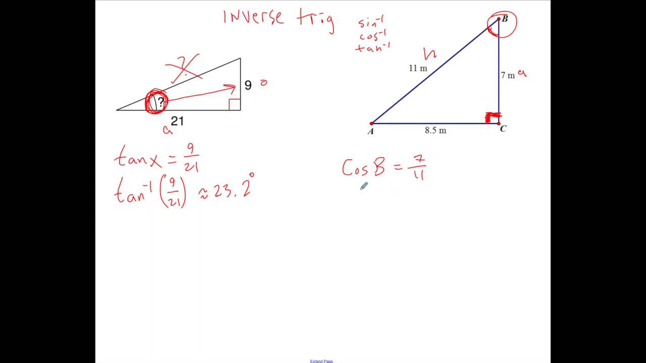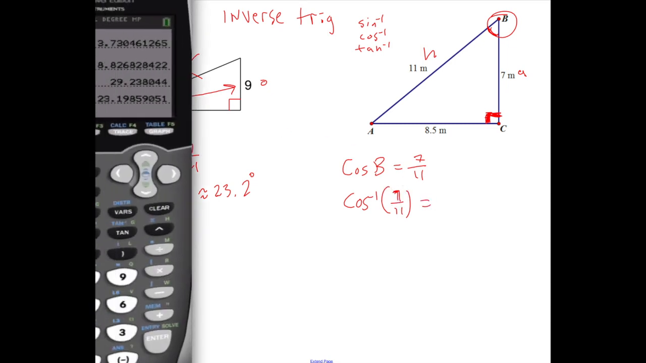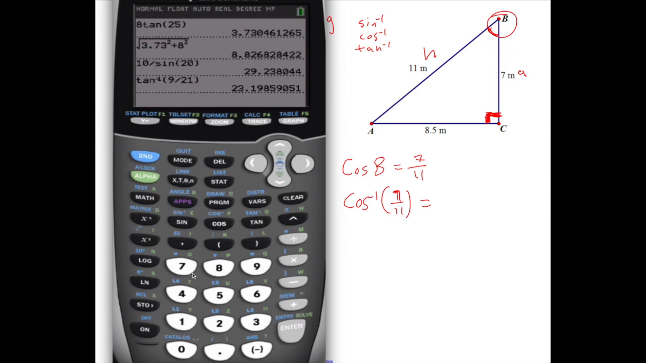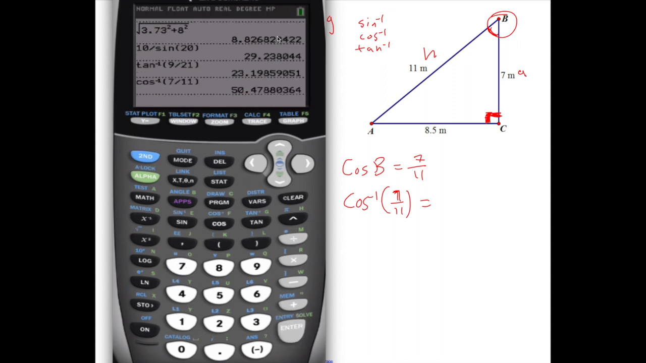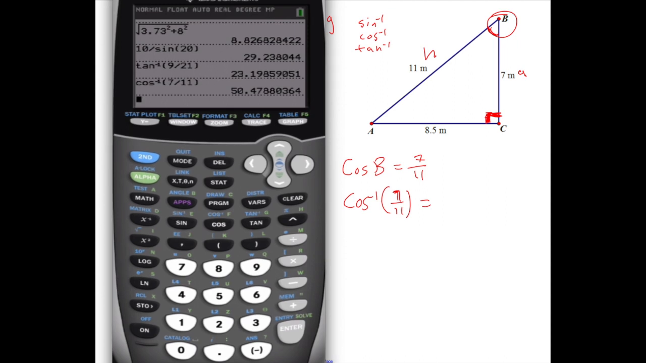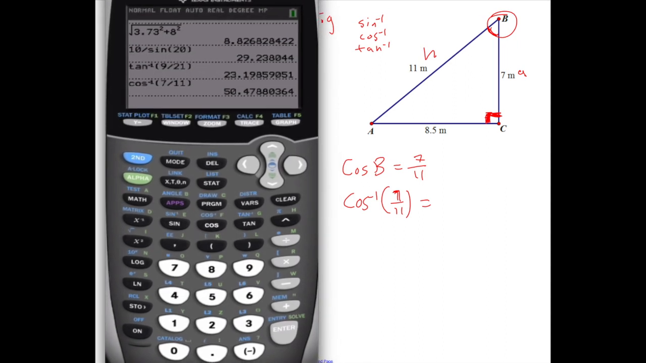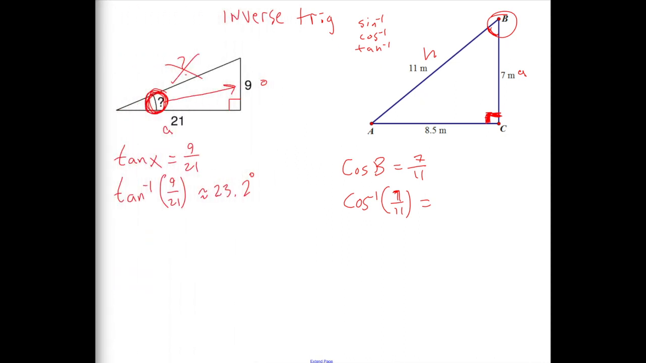7/11. Then we can say, cosine inverse of 7/11 is going to give us our angle measurement. Let's do that in the calculator. So I will do second cosine, that's my inverse. Then 7 divided by 11. And then that's my answer, 50 point, point nasty. So we will round this to 3 sig figs, which would be 50.5 degrees. Boom, and we're done.